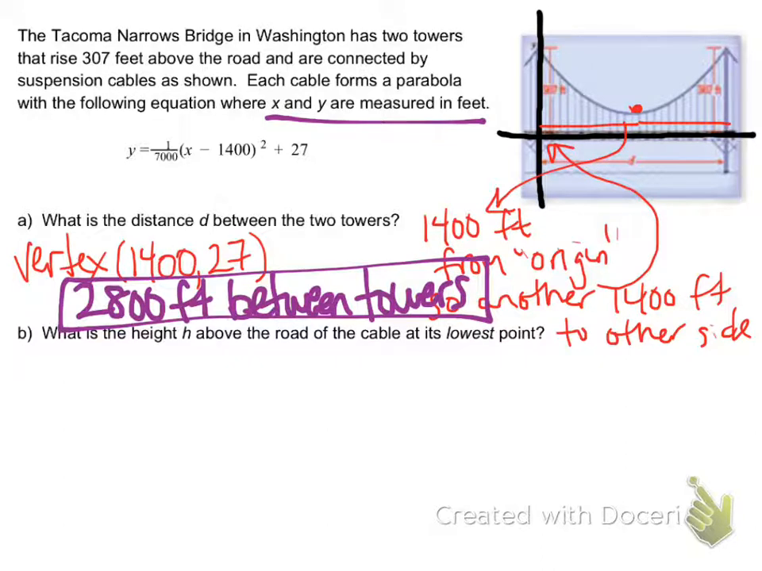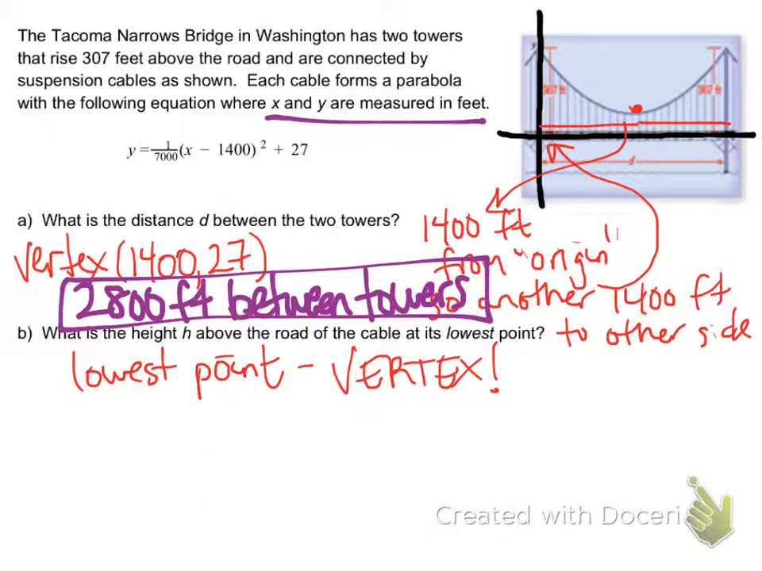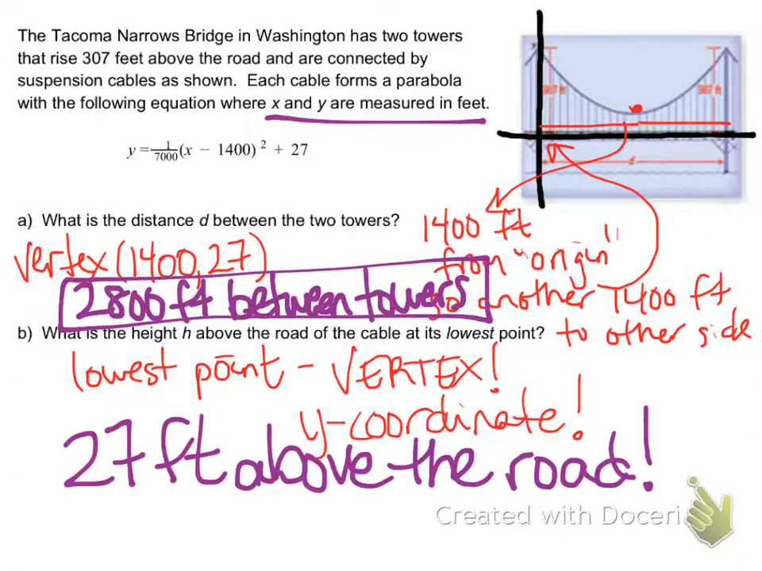So the second part, what is the height h above the road of the cable at its lowest point? Well, again, where is that lowest point? The lowest point's at the vertex. And specifically, it's the y-coordinate of the vertex. So again, since x and y are both measured in feet, the y-coordinate of the vertex is 27. So it's 27 feet above the road.